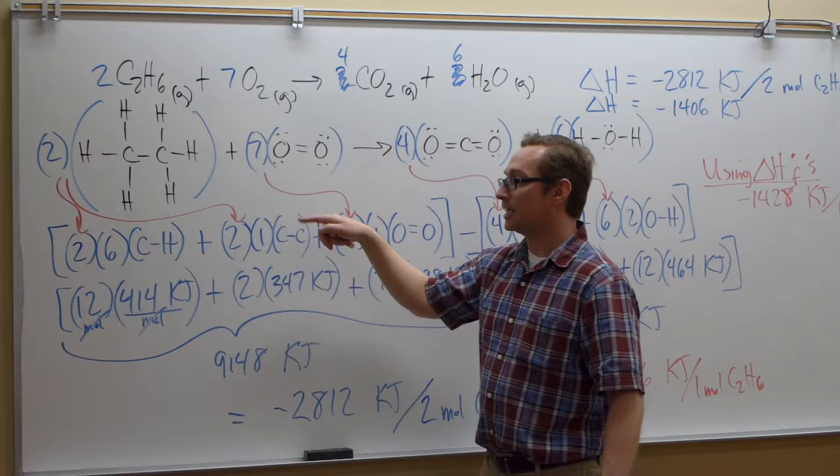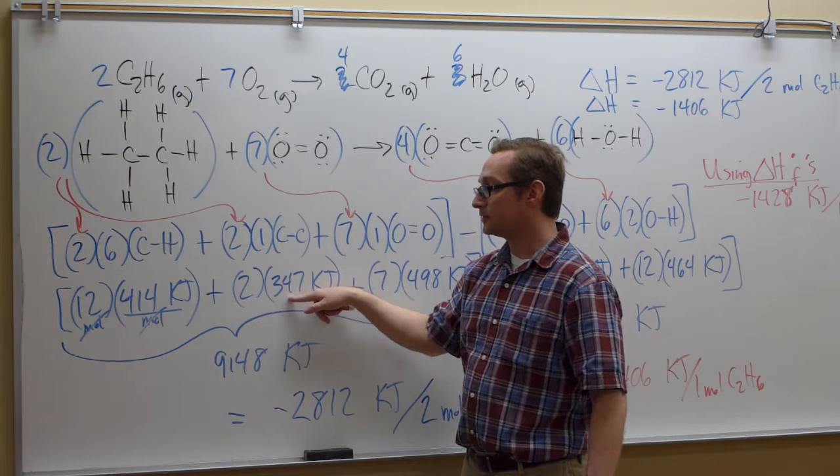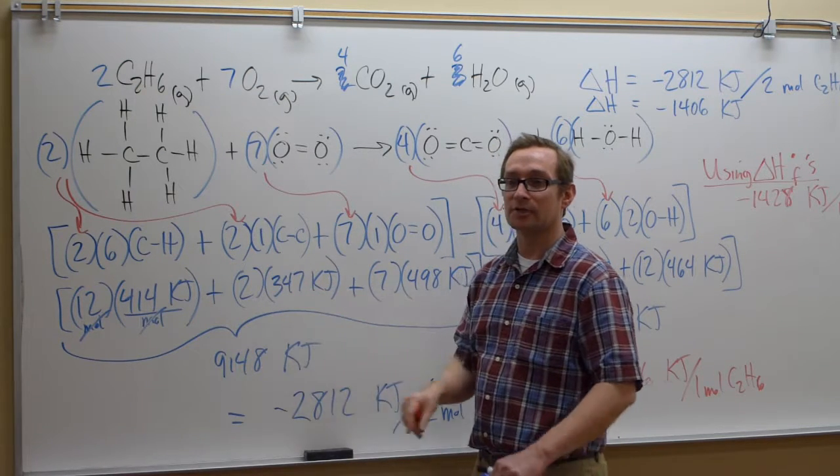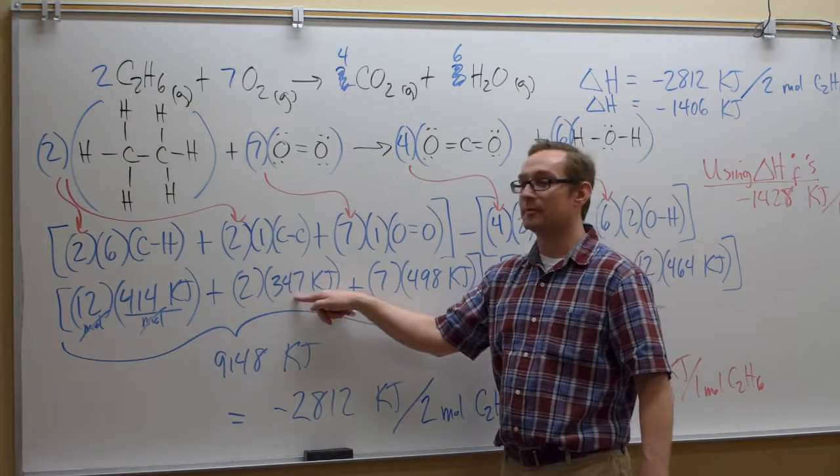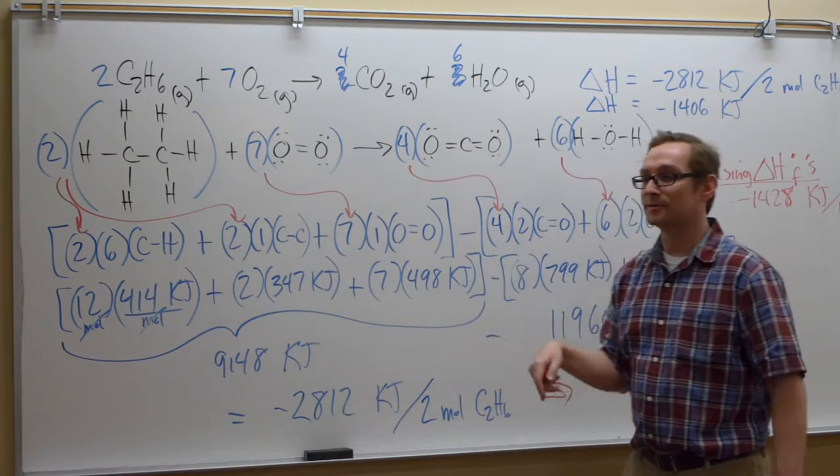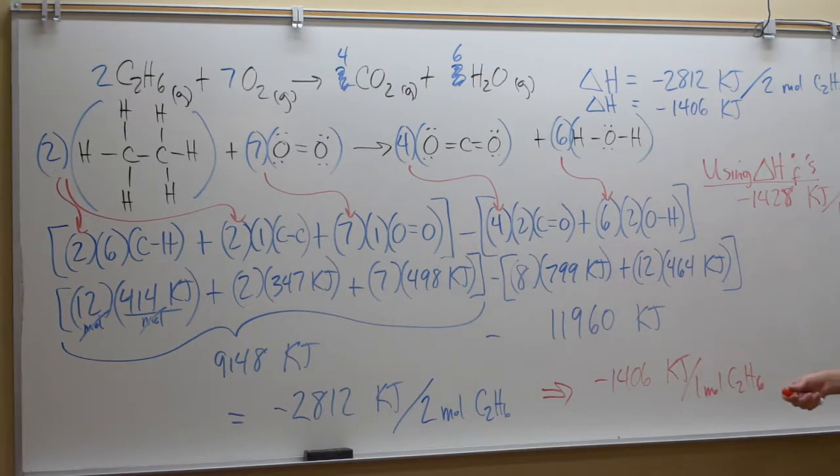The CC bond in ethane might not be specifically 347, but on average across thousands of compounds, this is what we get. So this is why we use bond energies to estimate enthalpies of reaction when we do not have the heats of formation specific to those compounds.